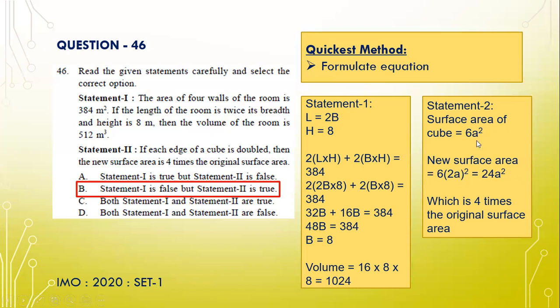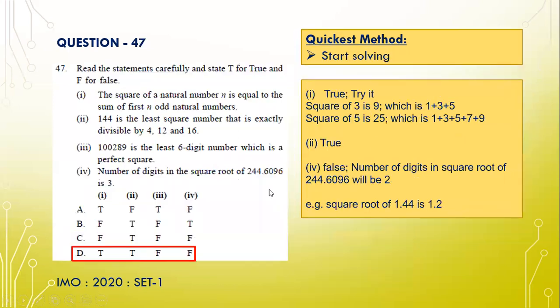And now say if you are doubling the edge, so it will be 2A. For the original cube, the length of the edge is A. For the new cube, the length of the edge is 2 times A. So 6 into 2 times A whole square, which is 2 to the 4. So 6 into 4 A square. So 6 into 4 is 24 A square. So which is 4 times of the original area, because 24 A square upon 6 A square is 4, isn't it? 24 upon 6 is 4. So statement 2 is true.